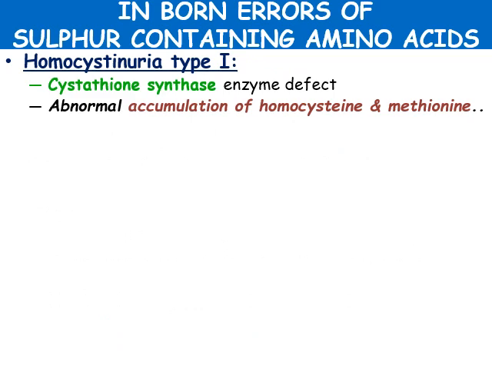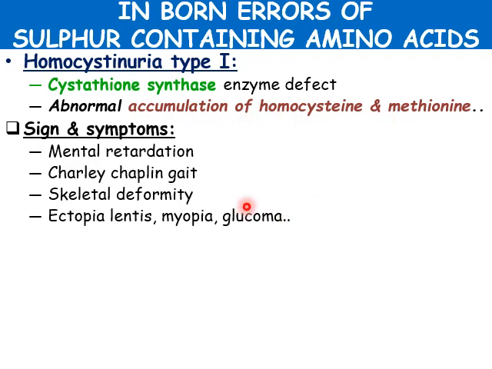Homocystinuria type 1 is mainly due to a defect in the cystathionine synthase enzyme. Cystathionine synthase converts homocysteine and serine to cystathionine. There will be an abnormal accumulation of homocysteine and methionine. Signs and symptoms include mental retardation, Charlie Chaplin gait, skeletal deformity, ectopia lentis, myopia, and glaucoma.